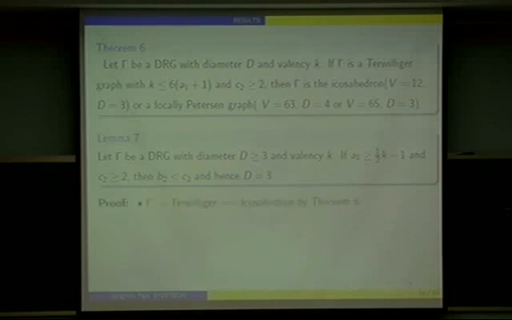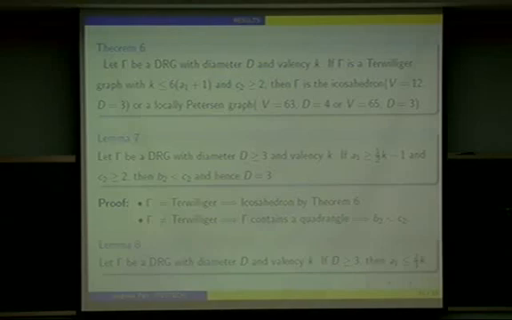If gamma is a triangle-free graph, then by theorem 6, the graph is the icosahedron. And if gamma is not a triangle-free graph, then gamma contains a quadrangle. That implies B2 is smaller than C2. Let gamma be a distance regular graph with diameter D and valence K. If D is at least 3, then A1 is at most 2/3 K.